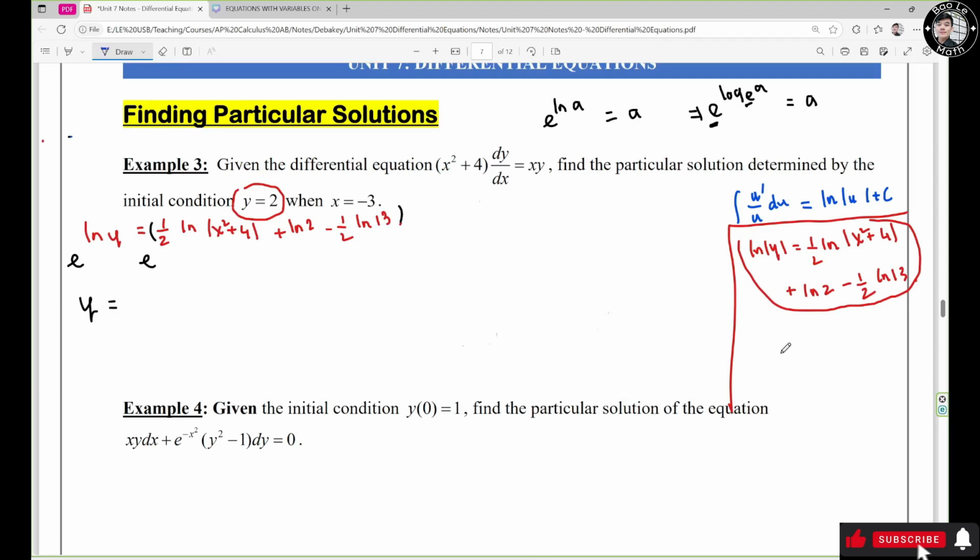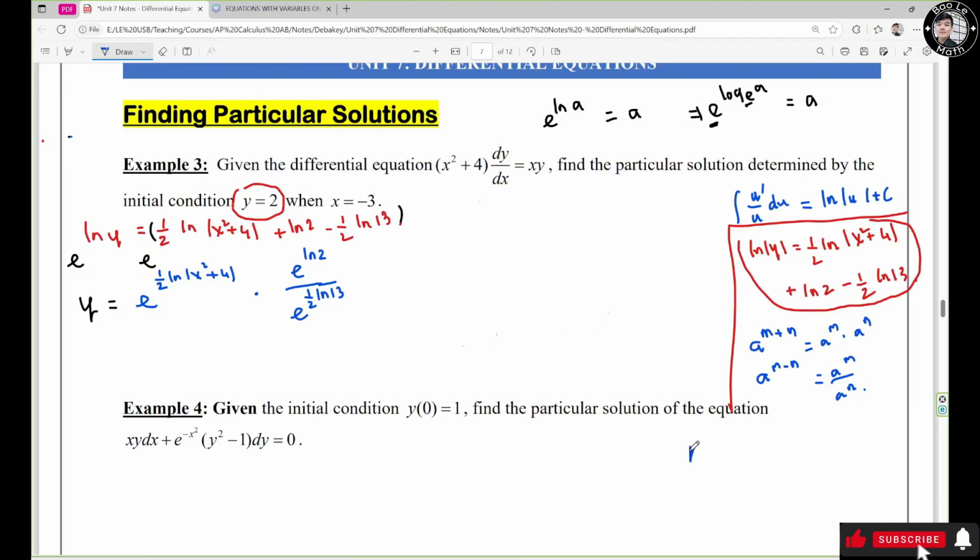Now I need to apply the exponent rule. If I have a raised to the m plus n, it's going to be a raised to the m times a raised to the n, right? And a raised to the m minus n, it's going to be a raised to the m over a raised to the n, right? So this guy turns out to be e raised to the 1/2 natural log of absolute value of s squared plus 4, right? Now I have the plus side right here. It's going to be times e raised to the natural log of 2, right? And I have the minus side right here. It's going to be divided by e raised to the 1/2 natural log of 13, right?